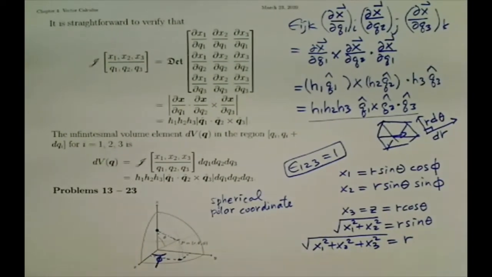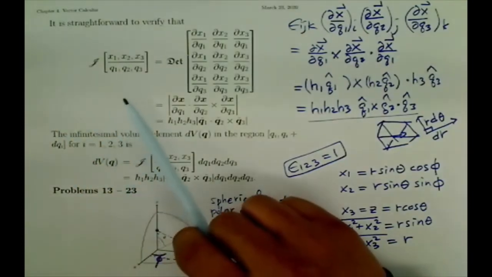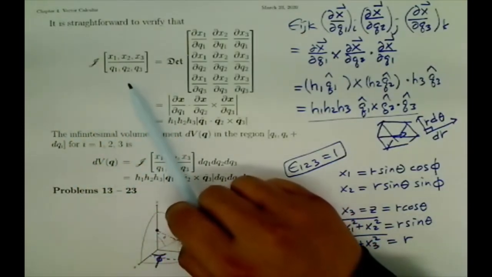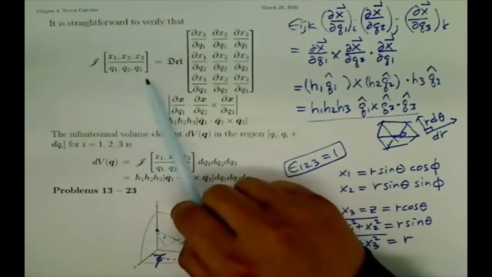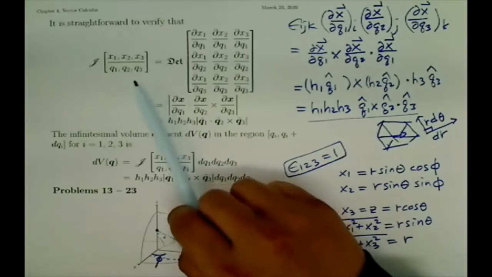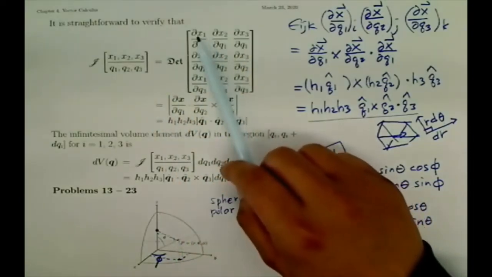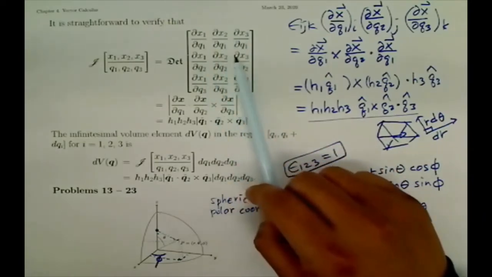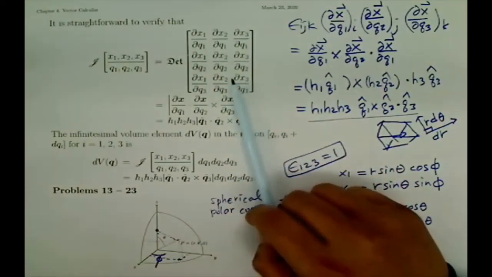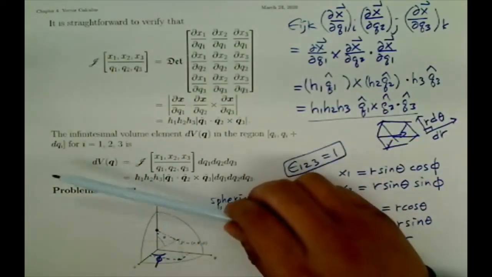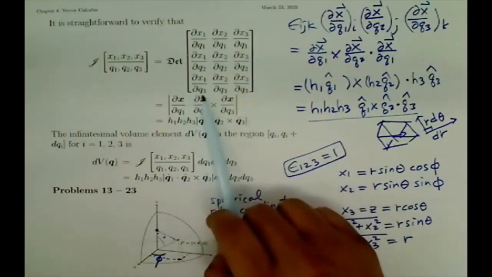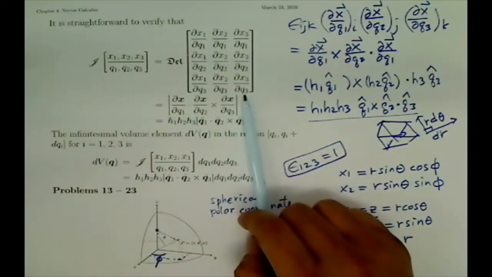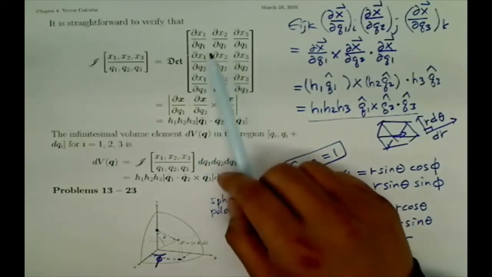The Jacobian. Let us consider the Jacobian of three-dimensional space from the Cartesian coordinates to a curvilinear coordinate system. It is the partial derivatives of x1, x2, x3, where x1, x2, x3 appear as a row, and q1, q2, q3 with the partial derivative as a column.